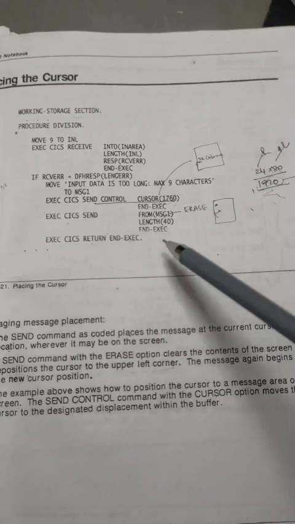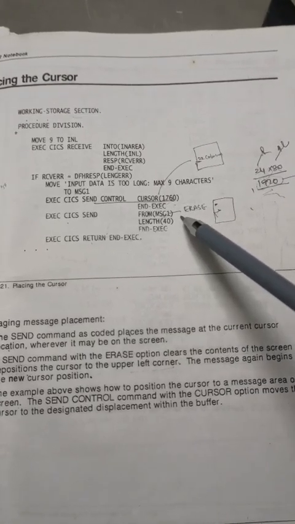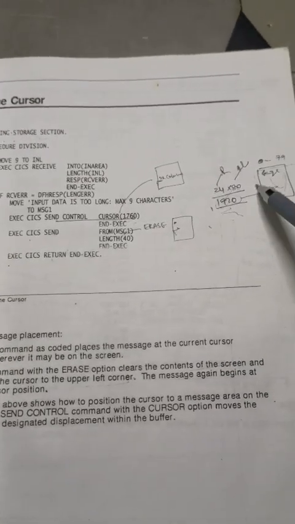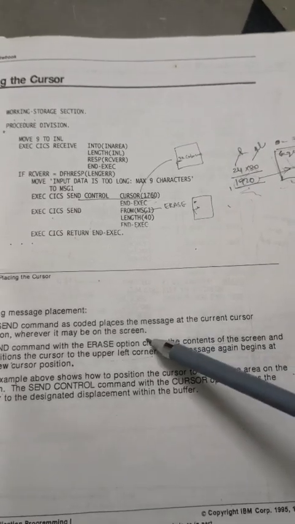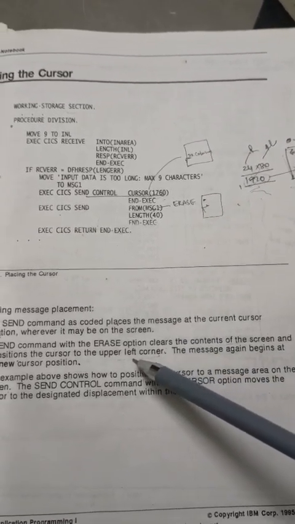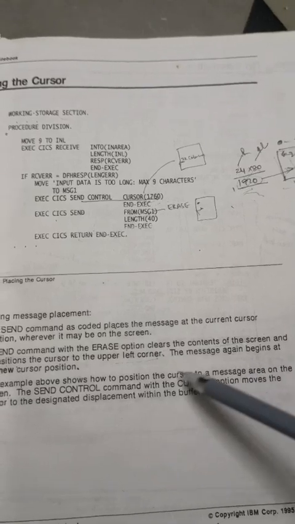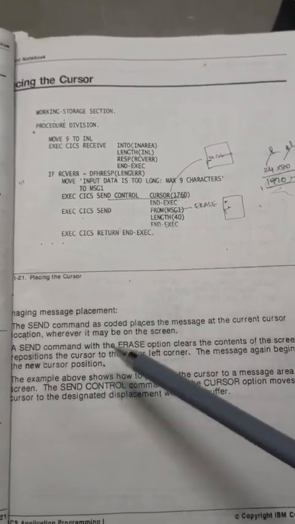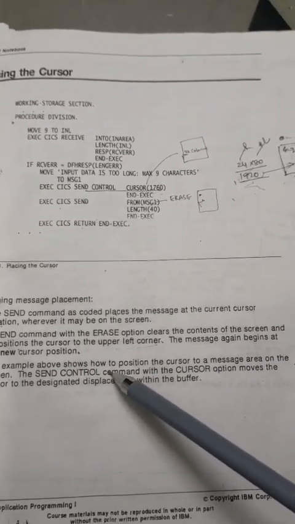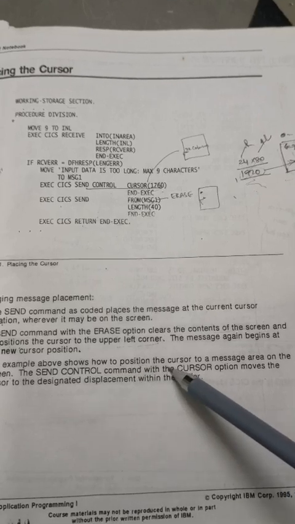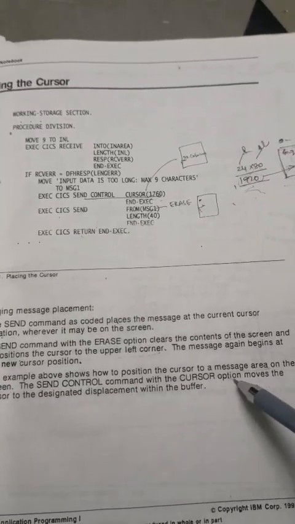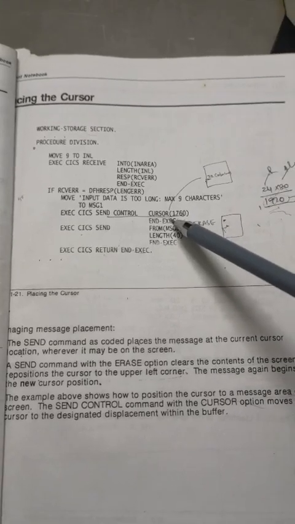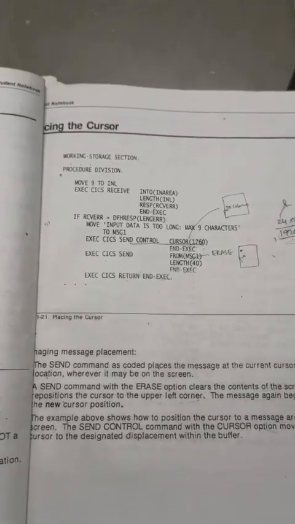Meaning, we can use the ERASE option in the SEND command; it clears the screen and places the cursor at the top of the screen. That's what you are mentioning as the upper left corner, and the message again begins at the new cursor position. The example above shows how to position the cursor to the message area by using the SEND CONTROL command. Here I told what cursor position we are going to pass.